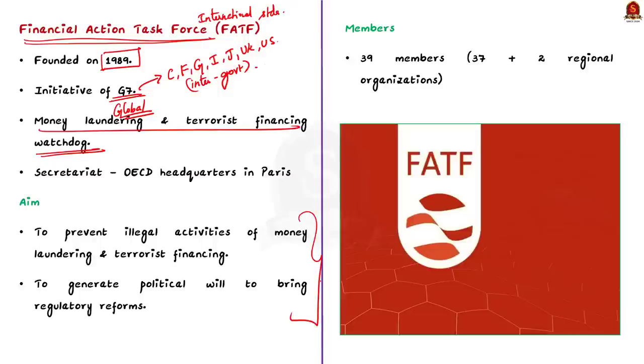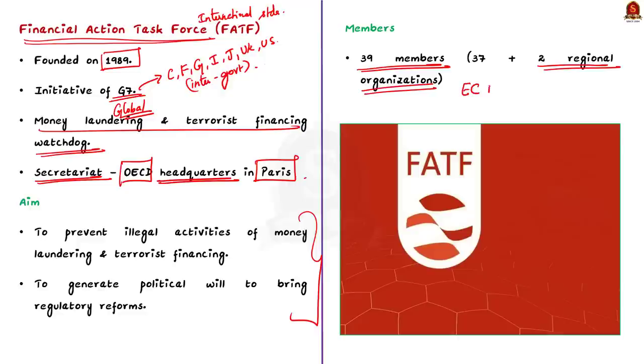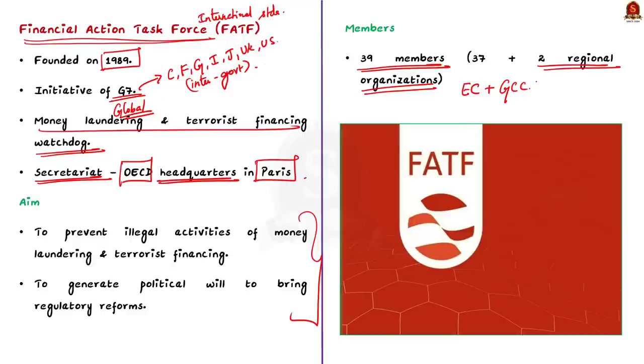The Financial Action Task Force Secretariat is located at the Organisation for Economic Co-operation and Development headquarters in Paris. Currently, FATF has 39 members, including 2 regional organizations, namely the European Commission and the Gulf Cooperation Council. And know that India is also a member of FATF. Now with this information, let us see what the FATF does.